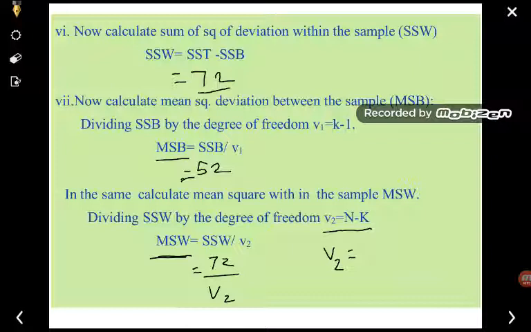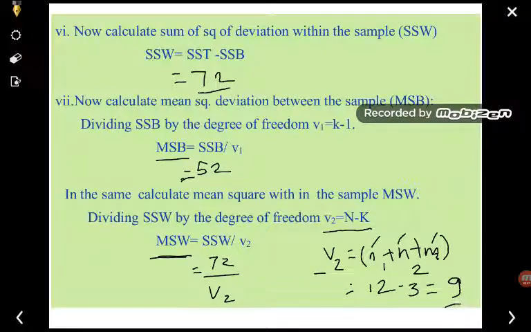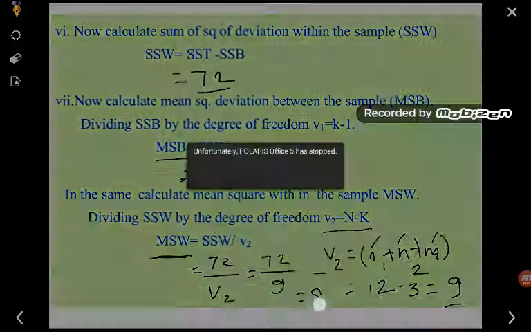So altogether we have N1 first sample observations, second sample, and in this way third sample observations. Altogether we have 12 observations minus how many samples? 3. That is equal to 9. So V2 is 9. So we have to divide 72 by 9, that is equal to 8.